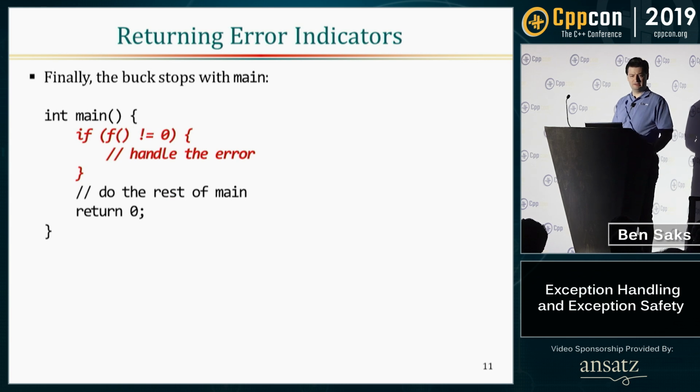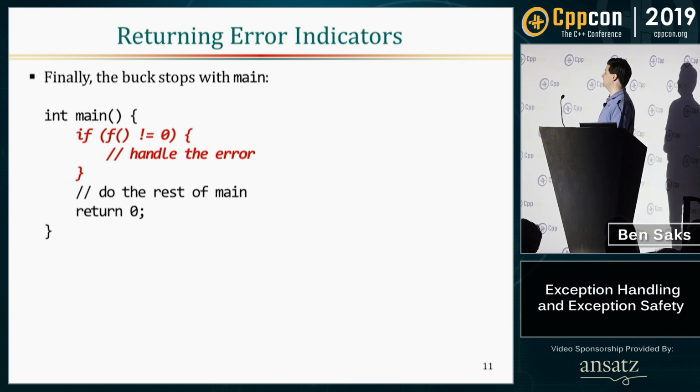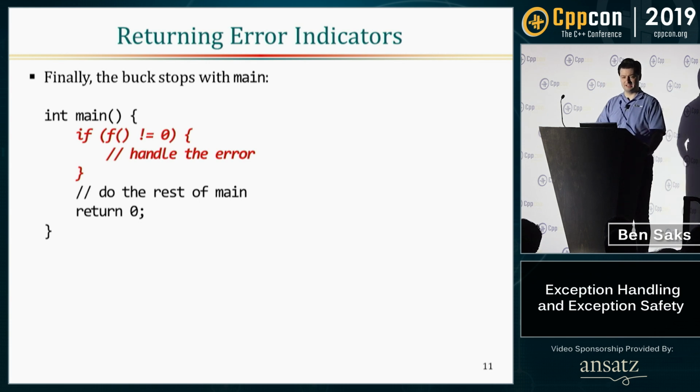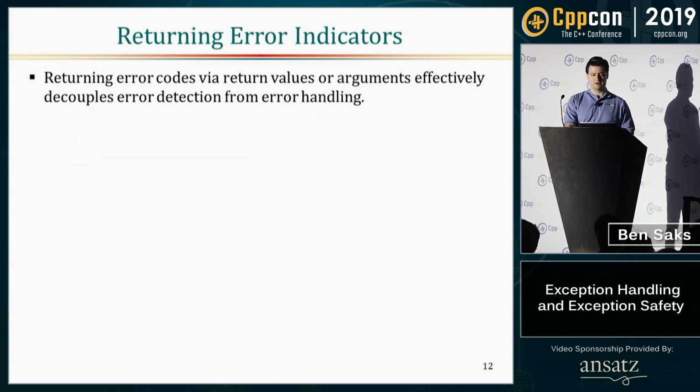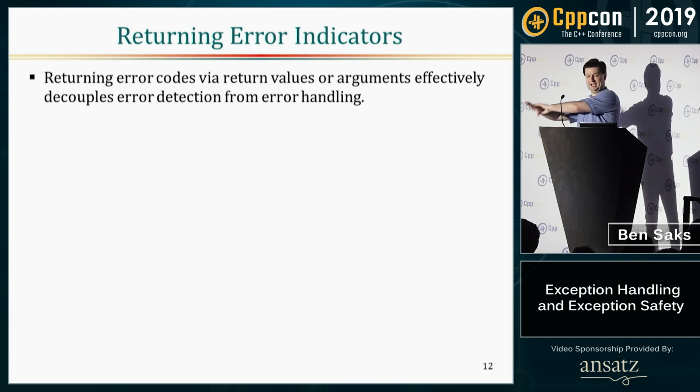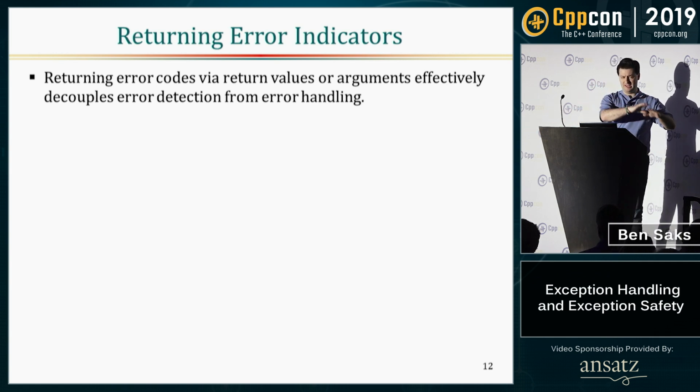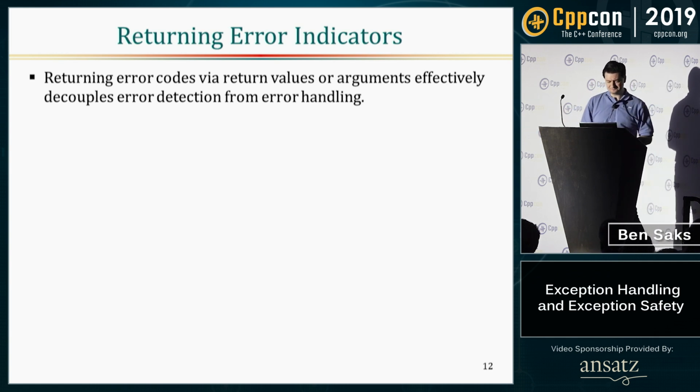And then main looks like this. It can check the return value of F, and it can actually handle the error in this case. So this sort of thing can work. By returning these error codes, we have in some sense decoupled the person who detected the error, G, from the person who actually handles the error, main.